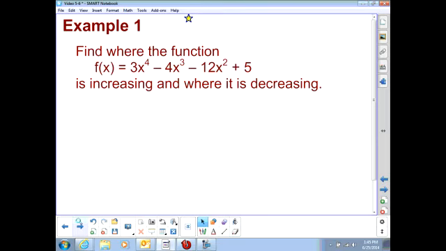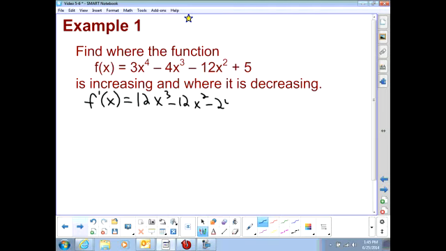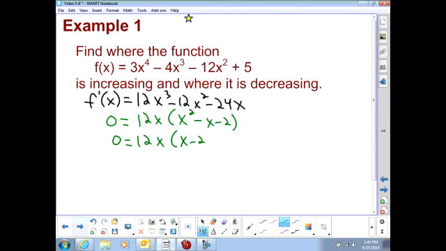So let's see if we can determine where this function is increasing and decreasing. We've seen that the derivative can help us determine that, so let's go ahead and take the derivative. We'll get 12x cubed minus 12x squared minus 24x. Well, what we want to do is see first, where is the derivative 0? That can tell us where the horizontal tangent lines are. So we can pull out a 12x, leaving us with x squared minus x minus 2, which will factor into x minus 2 and x plus 1.